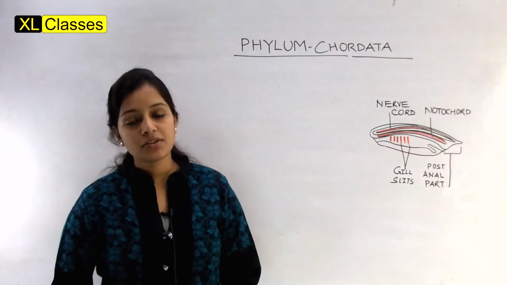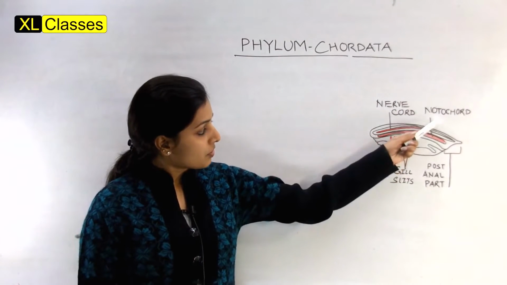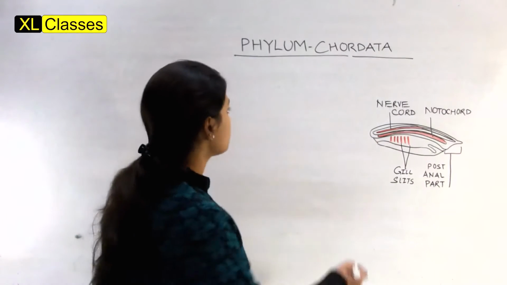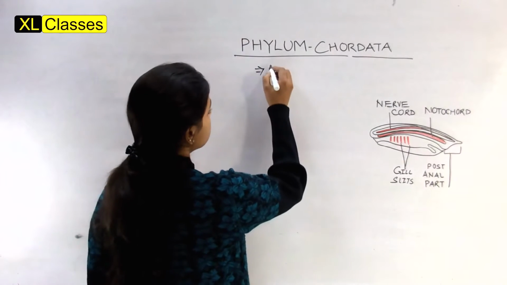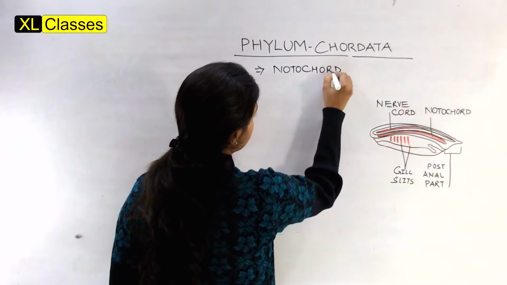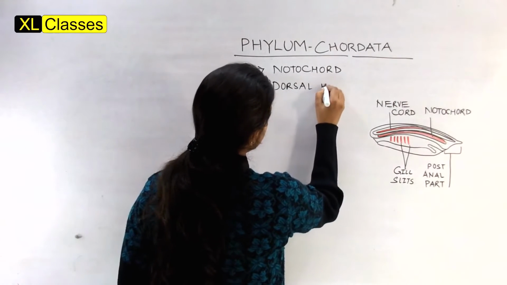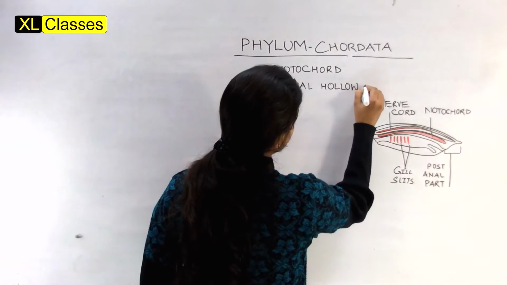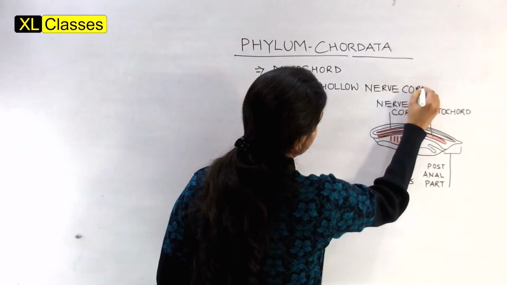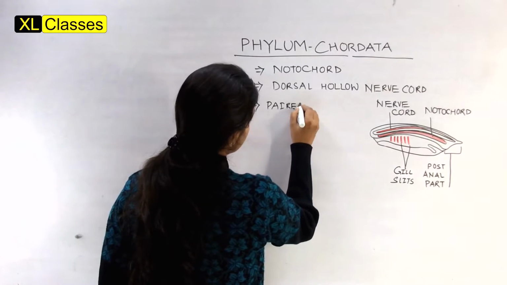The members of the phylum Chordata are fundamentally characterized by the presence of a notochord, a dorsal hollow nerve cord and paired pharyngeal gill slits. So the members are characterized by notochord, a dorsal hollow nerve cord and paired pharyngeal gill slits.